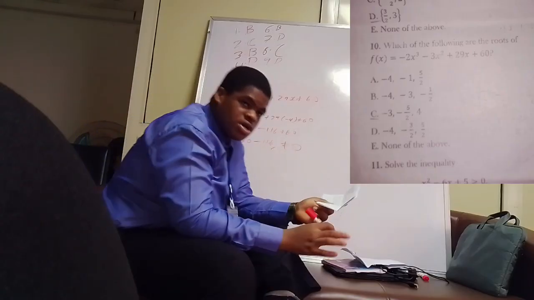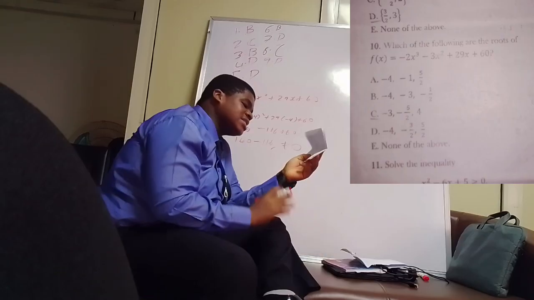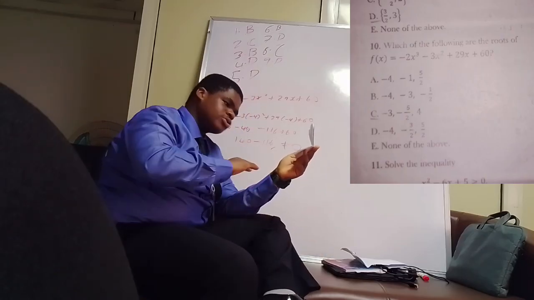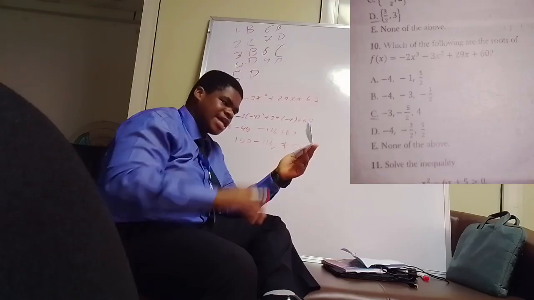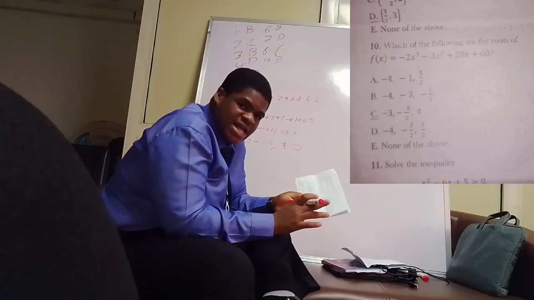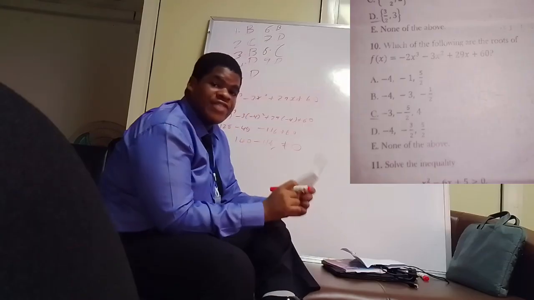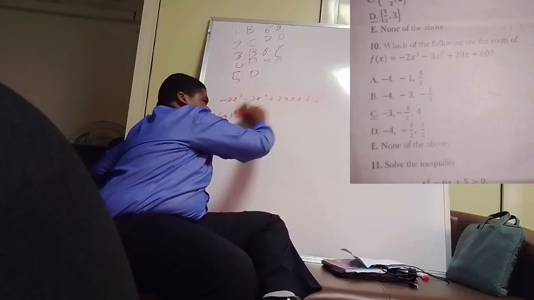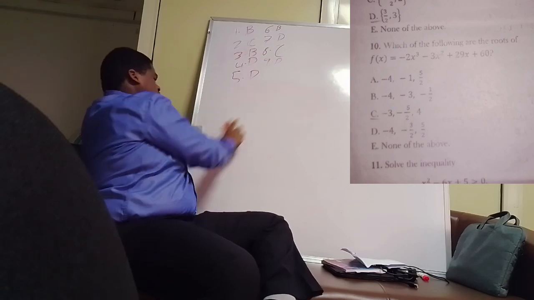And since minus 4 is not a root of this polynomial, we can easily cancel out every option that has minus 4. So option A is cancelled, option B is cancelled, and option D is cancelled. That leaves us option C. But I don't want to just pick option C like that, because remember, in these exams, none of the above may be there. So I want to test all the values of option C.